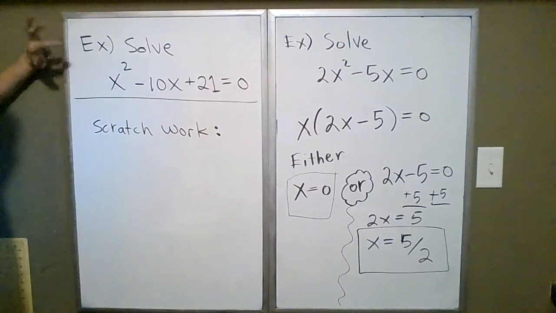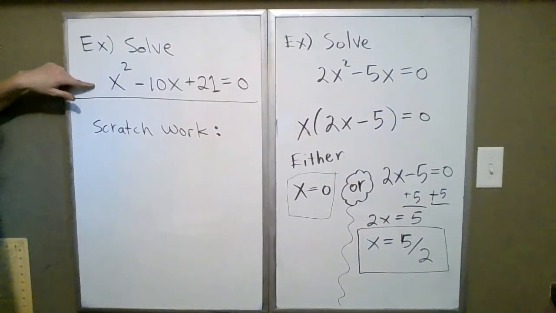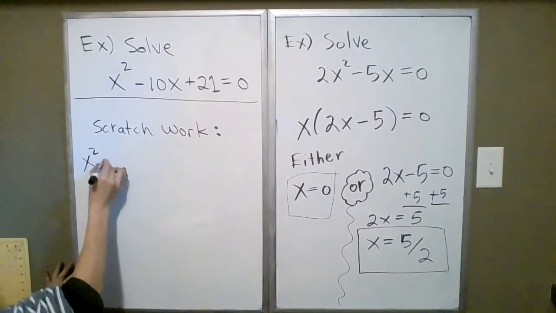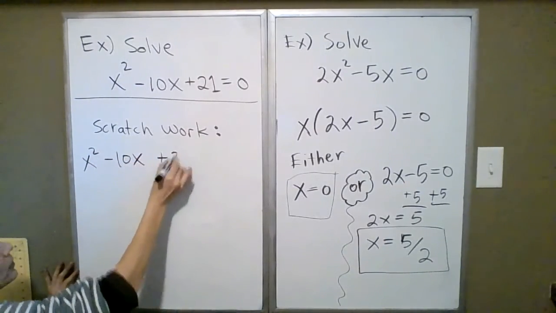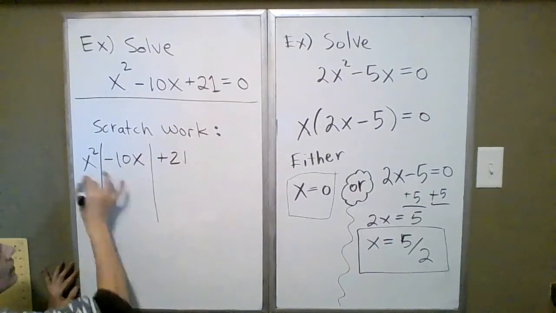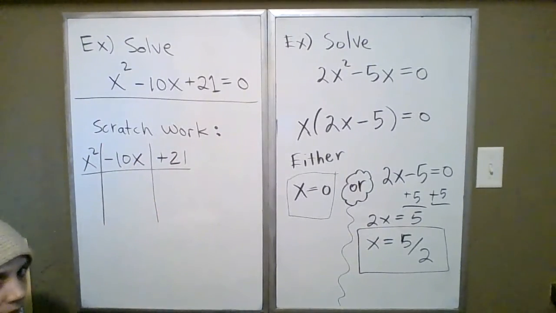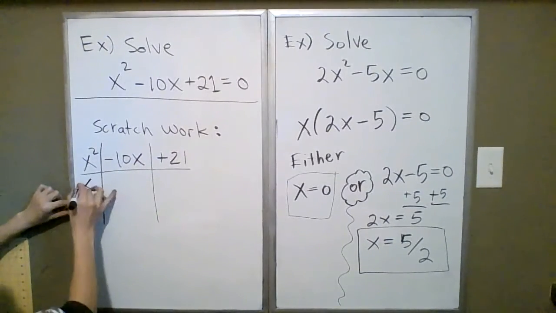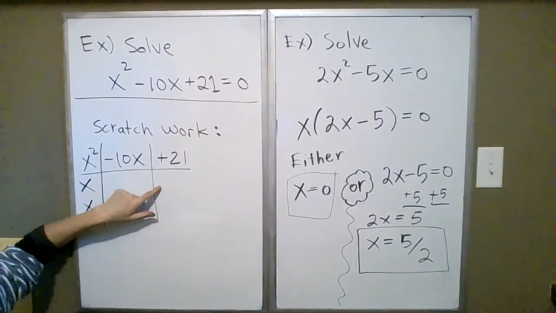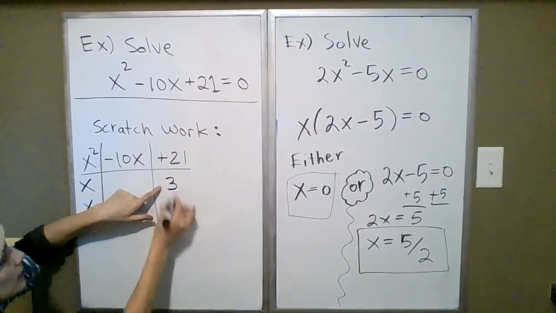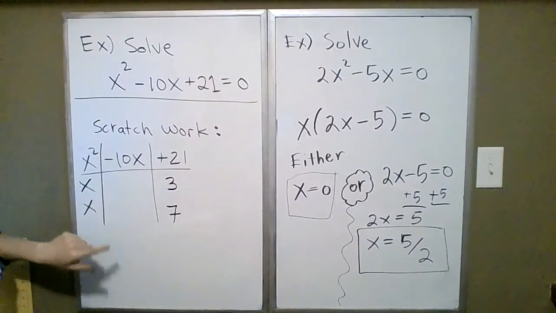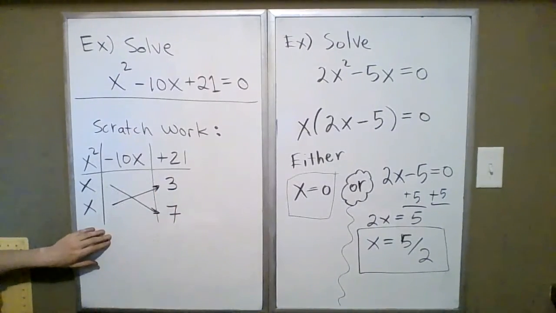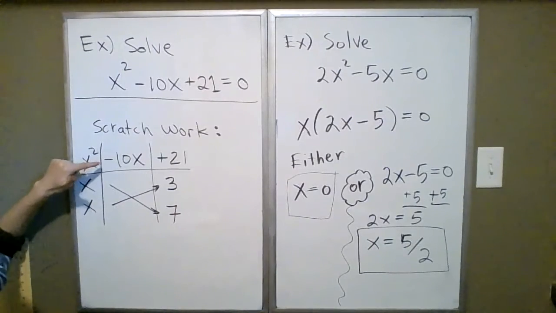All right, I can use either a diamond or a grid. I think I want to practice using the grid. So we do x squared and negative 10x. x times x is x squared. Go with 3 times 7 is 21. And if I were to do the cross multiplication now, I would get 3x plus 7x, which is positive 10x, but I need a negative 10x.